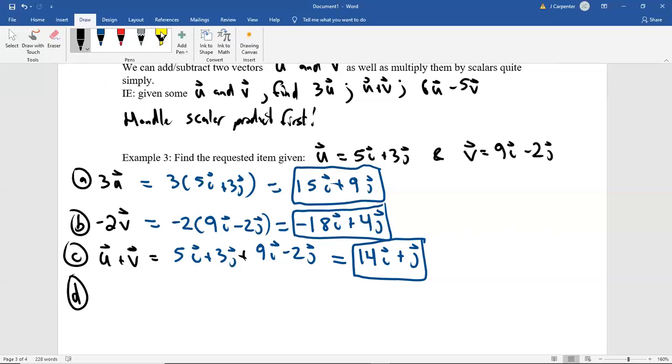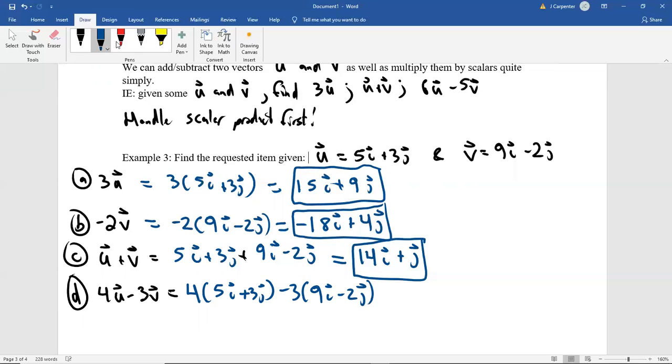Are we on time? 15 minutes? Okay. D, 4u minus 3v. So this is going to be 4 times the vector u, which is 5i plus 3j. Then a minus 3 times the vector v, which is 9i minus 2j. Again, I know some of these are starting to look like dots, but if you really zoomed in, you'd see these mini arrows.